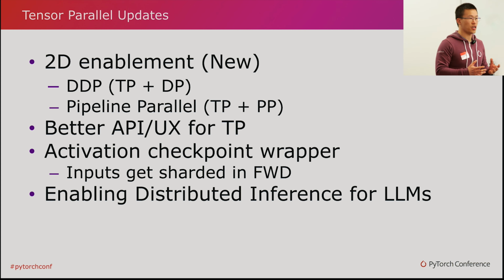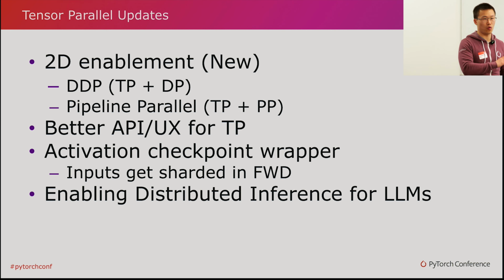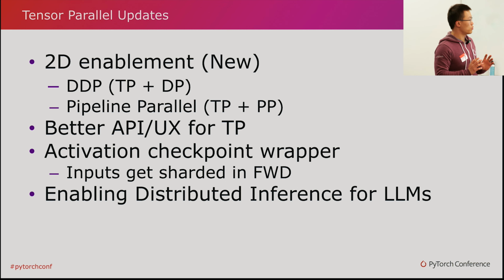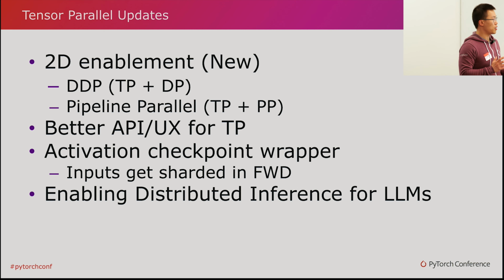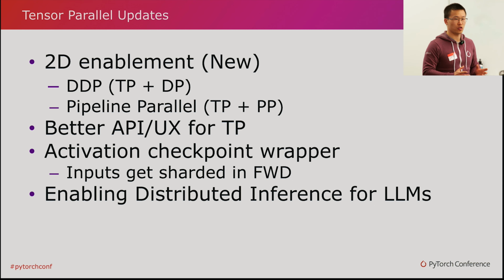So activation checkpointing is that because activation size is so big, we just throw them away in the forward, and then in the backward, we just recompute the forward again and then do the backward. That's activation checkpointing. And then for tensor parallel, because the input are the same across all the tensor parallel ranks, we somehow just shard the input as well, and then all gather in the backward again. Yeah. So last but not least, we're now working on enabling distributed inference for large language models using native PyTorch tensor parallelism.